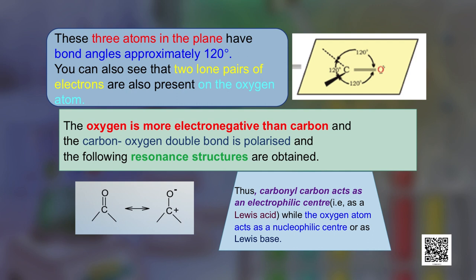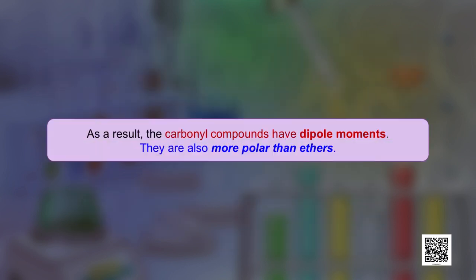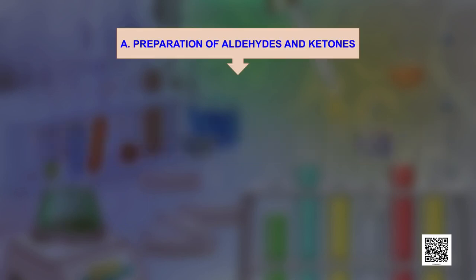Then the carbonyl carbon acts as an electrophilic center, that is as a Lewis acid, while the oxygen atom acts as a nucleophilic center or as a base. You will study more about this in the reactions of aldehydes and ketones. As a result, the carbonyl compounds have dipole moments and therefore they are more polar than ethers. Let us now understand the preparation of aldehydes and ketones. We will discuss the methods of preparation.